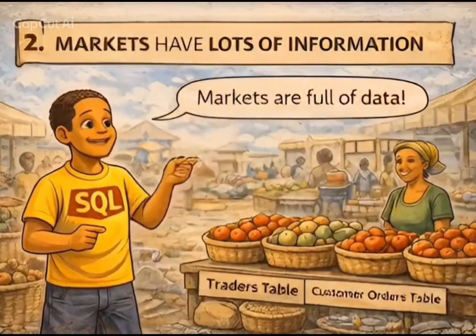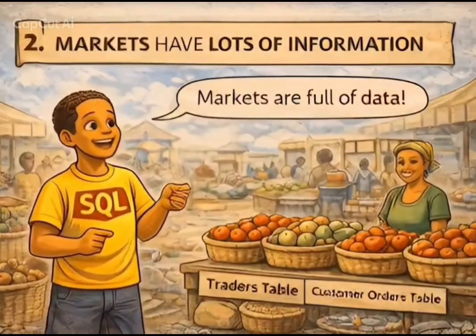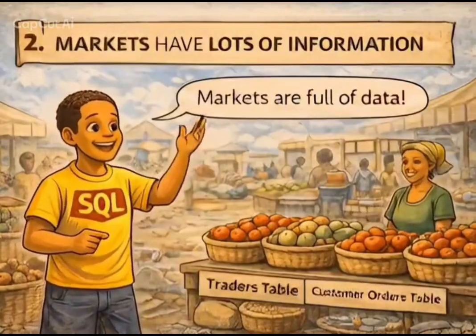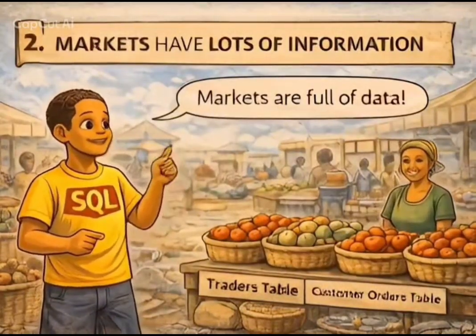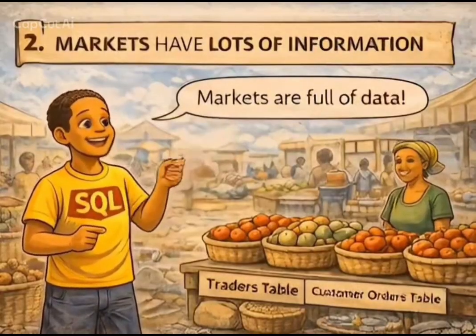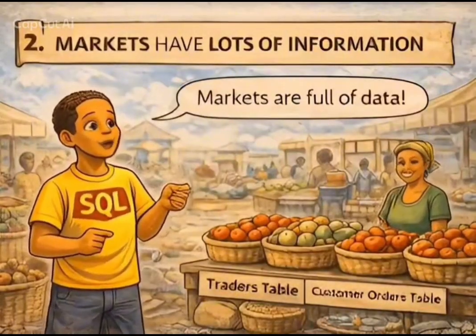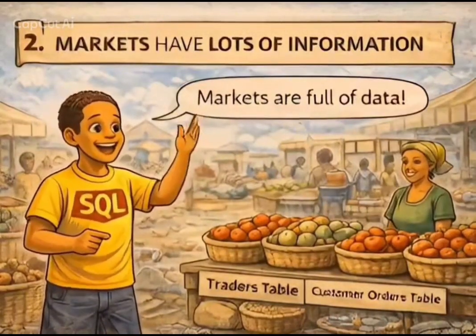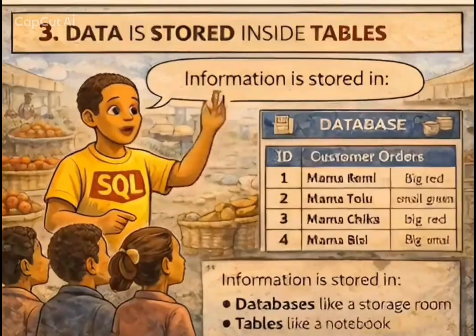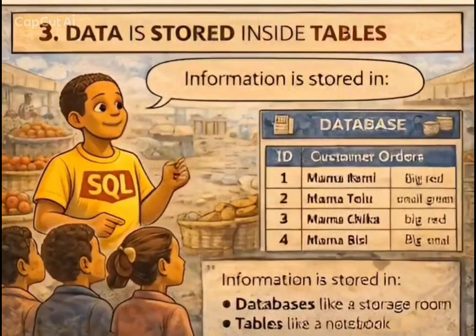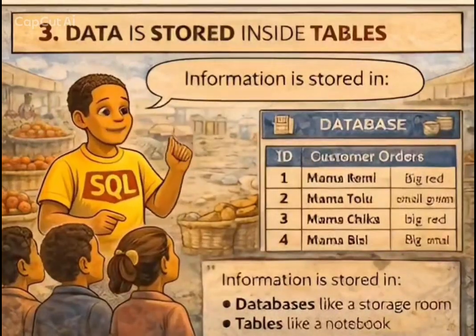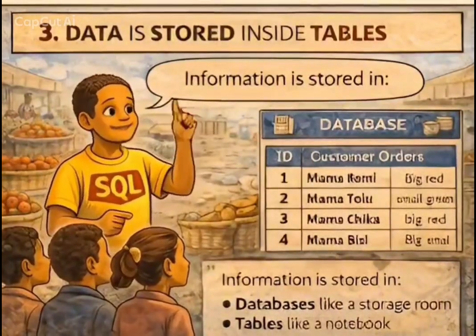Look around the market. Many customers come here to buy different things. Some buy tomatoes, some buy fish, some buy vegetables, some buy palm oil. Every time a customer buys something, the trader writes it down so they can remember the order. All these records together become data. When we store lots of information inside a computer, we organize it in something called a database. A database is like a big storage room for information.